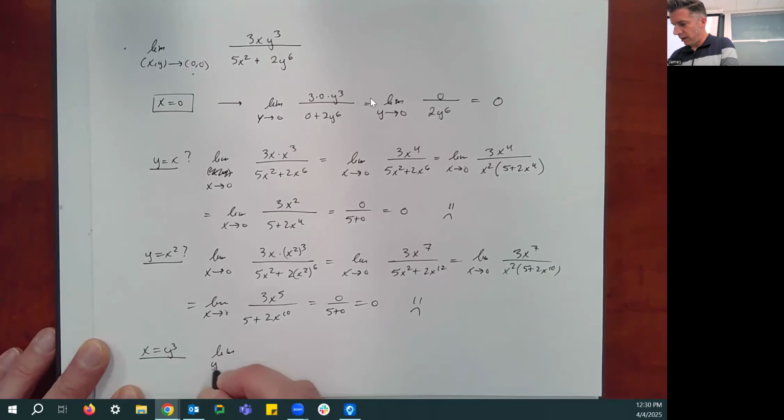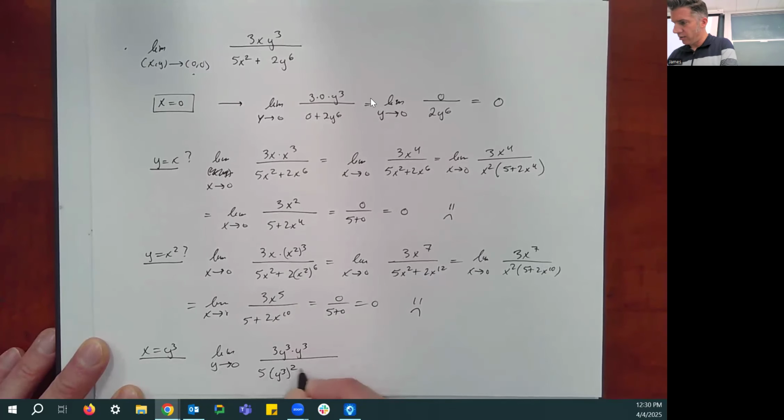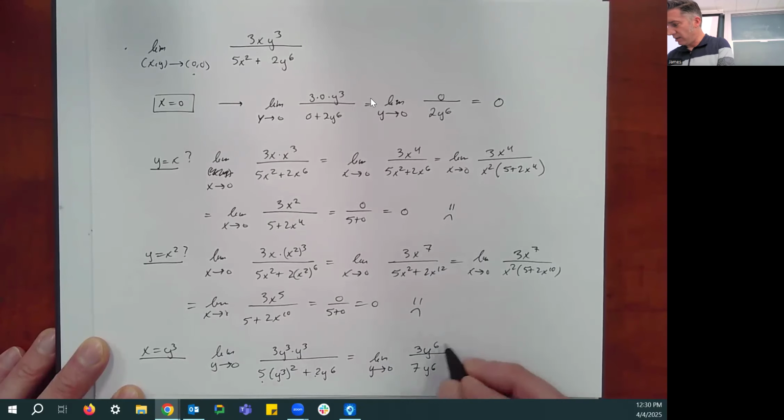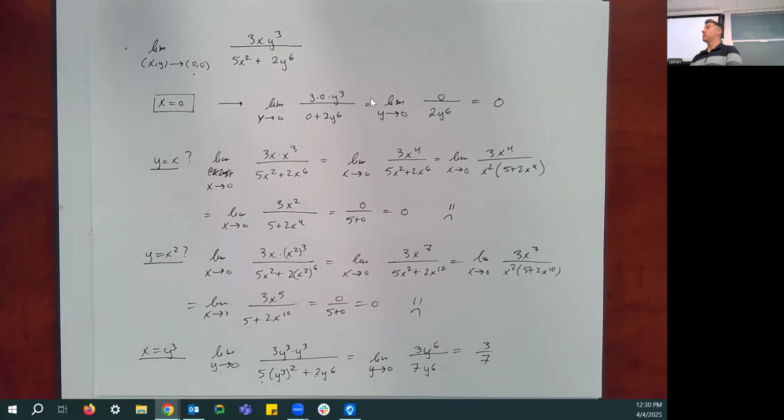The limit as y approaches 0 of 3y cubed times y cubed over 5 times y cubed squared plus 2y to the sixth. Those powers are all going to match. We get the limit as y goes to 0 of 3y to the sixth over 5y to the sixth plus 2y to the sixth, which is 7y to the sixth. The y to the sixth cancel. We're left with 3 over 7. And that shows us that this limit doesn't exist.